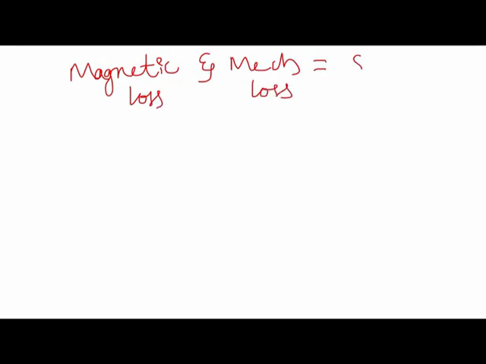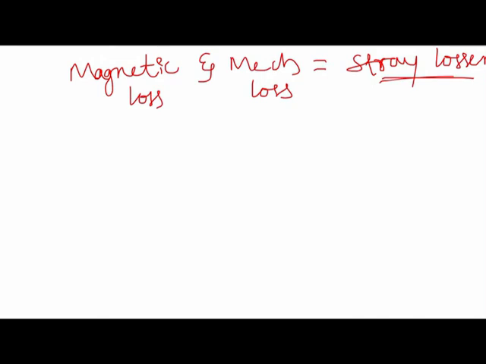Now the mechanical losses and the magnetic losses put together are called the stray loss in the DC machine or DC motor. Here we are talking about the DC motor. So stray loss means the magnetic losses and the mechanical losses together.